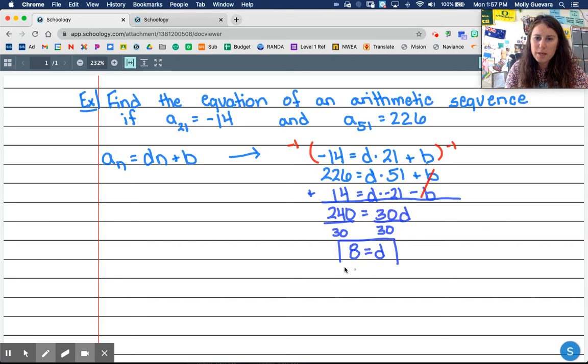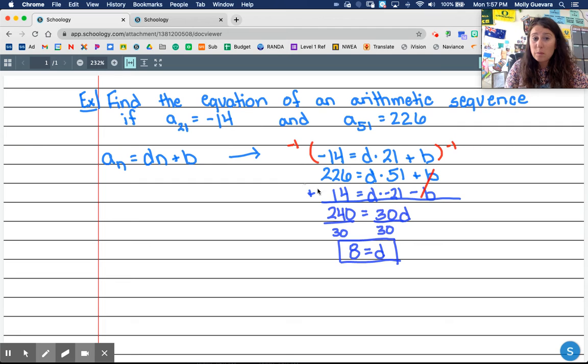So this tells me, since it's a positive 8, that I'm adding 8 every single time, right? Plus 8, plus 8, plus 8, plus 8. So that's step 3, right? I've solved for d. Then step 4 says plug in d and solve for b.